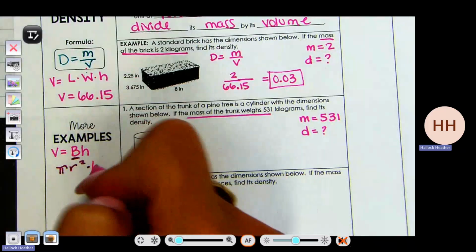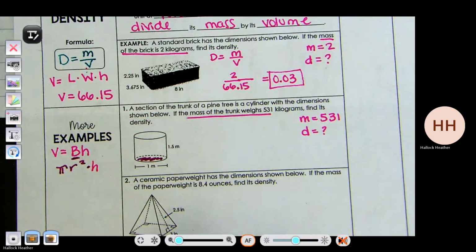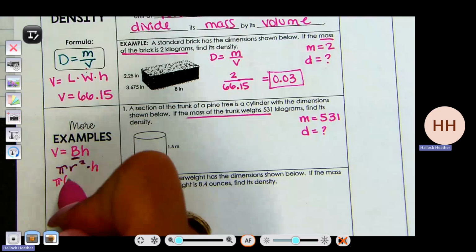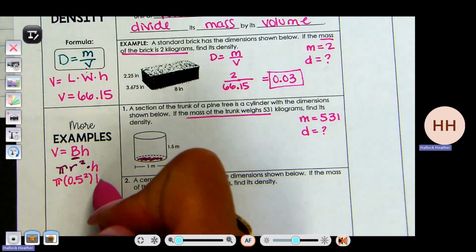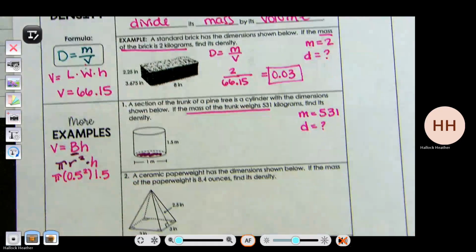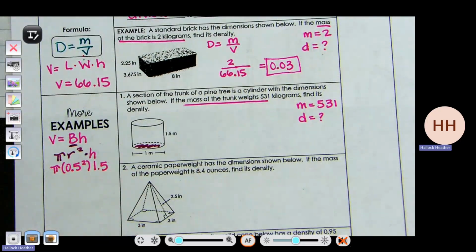So what's my radius? 0.5. So take a second. I want you to find the volume and then attempt to find the density. Easy, easy, lemon squeezy. Now if your volume's wrong, then the density is obviously going to be wrong. So be careful with your volume.